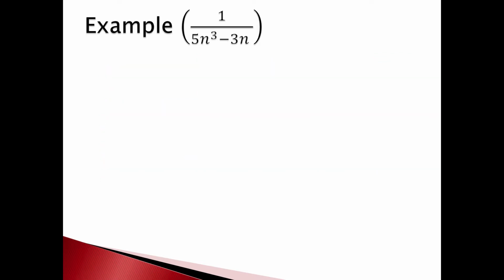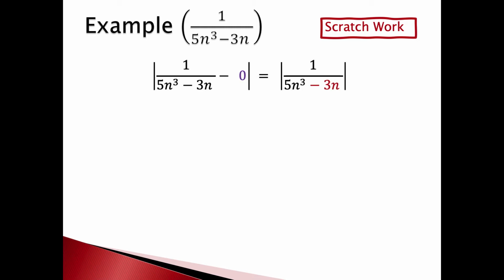This one looks a lot like the last one, only there's a minus in the denominator. It's going to cause us a little trouble. So try the scratch work. If I start out by writing the absolute value of the sequence minus 0, because obviously the sequence is going to converge to 0. Not all of them do, of course. We'll see an example in a second that doesn't converge to 0, but this one does.